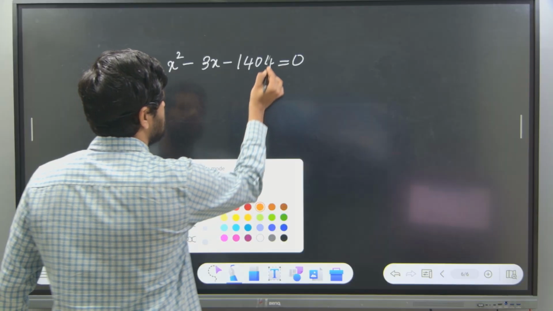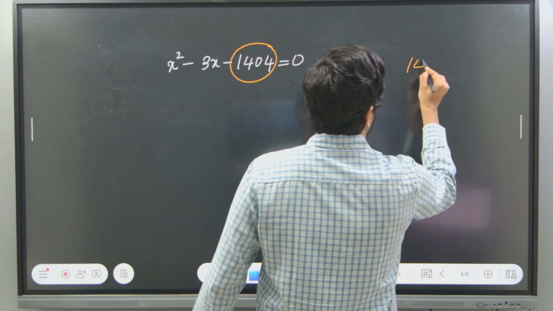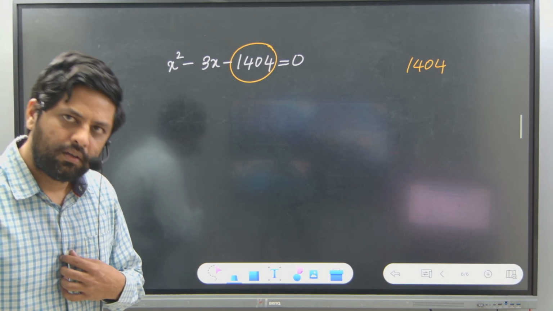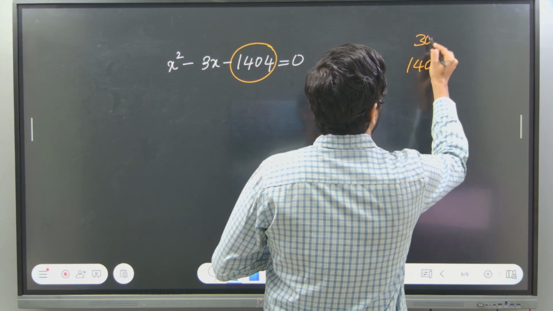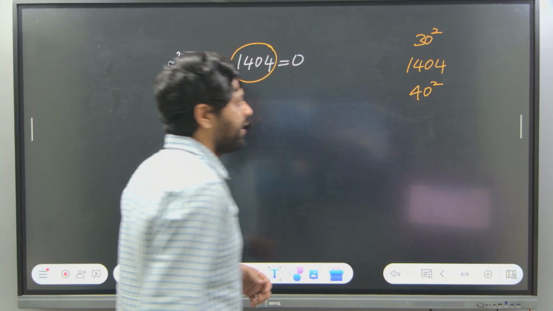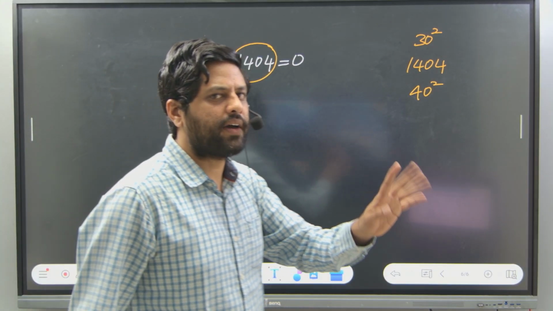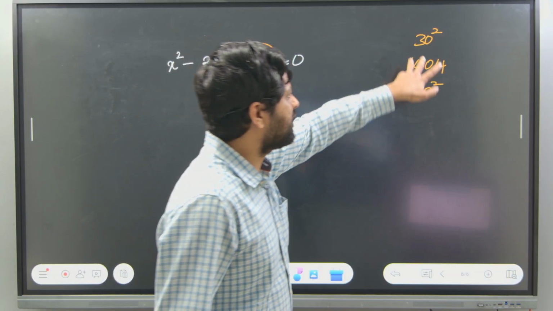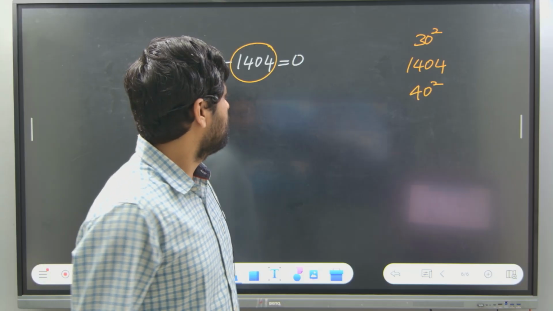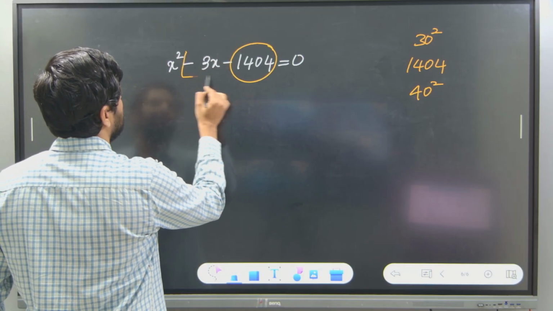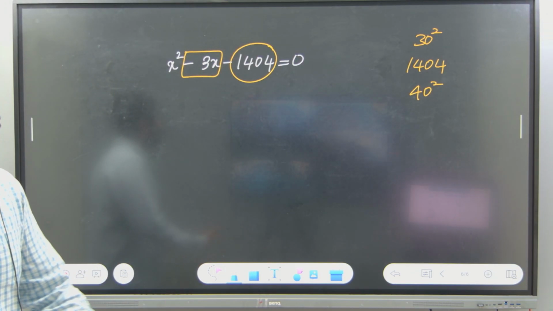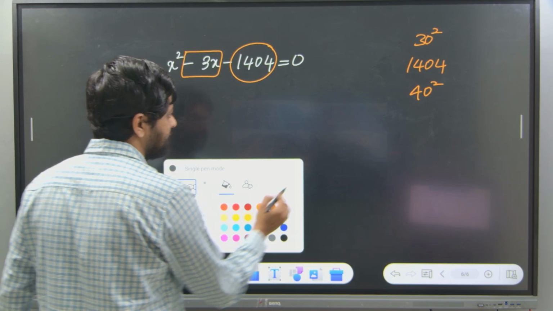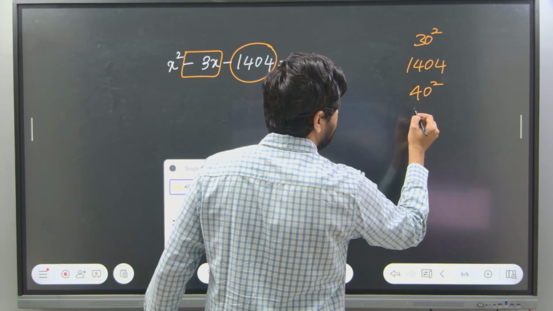Again, we think on the same lines. 1404 lies between which square and which square? It lies between 30 square and 40 square. We are not finding out the perfect square here. And I want the difference to be minus 3, which means it should be between 30s to 40s.